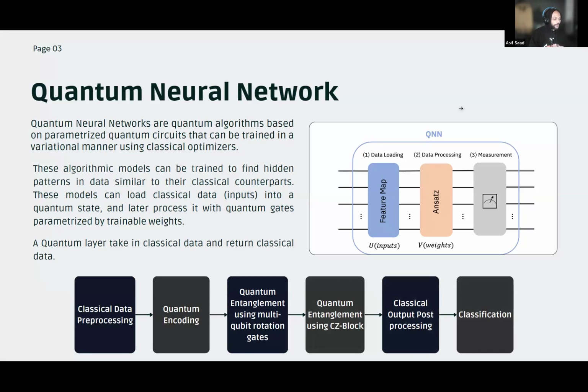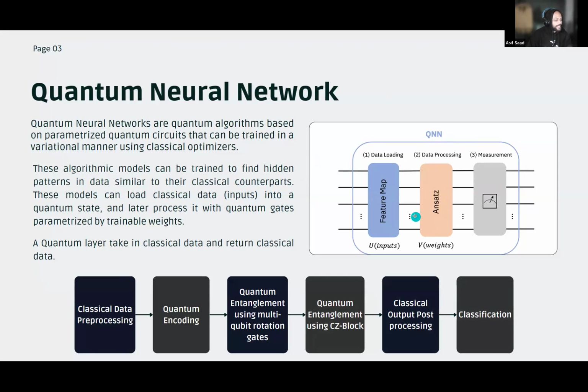And how are we going to do that? That's a basic schematic diagram of what we have done here. We're going to have a feature map that will encode our data into the quantum space, and the ansatz that will do the data processing, and then we have the measurement. So that's the more generalized form of the quantum neural network.